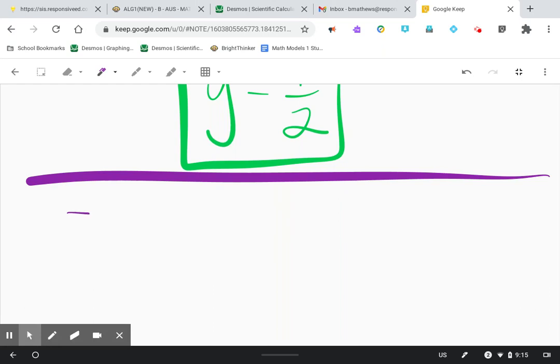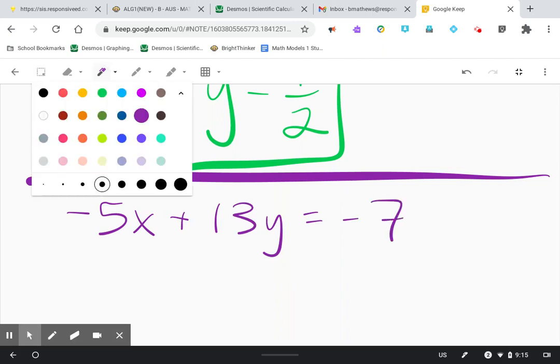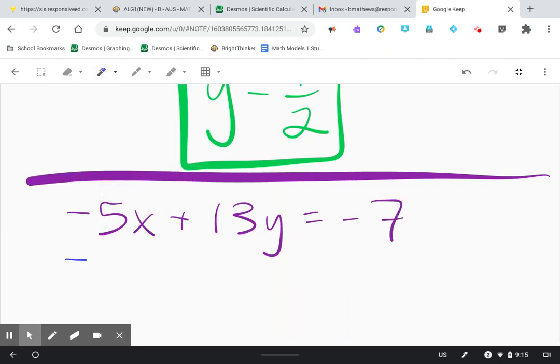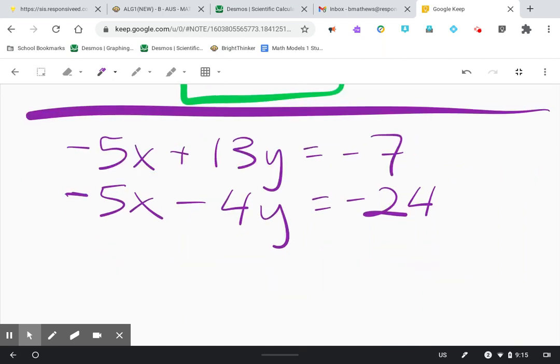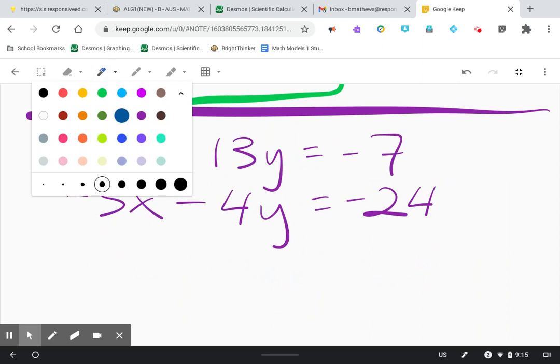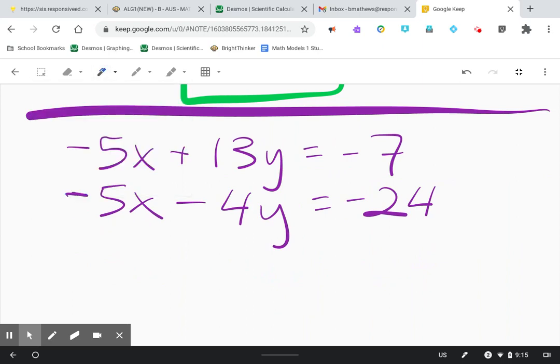Here's another one. Negative 5x plus 13y equals negative 7. Negative 5x minus 4y equals negative 24. Similar concept, the negative 5s need to be changed. So let's go through and change everything to positive. Positive 5x, positive 4y, positive 24. I'm just changing everything, so we're going to get rid of that one. We're going to leave those as pluses. Now I can combine these equations.